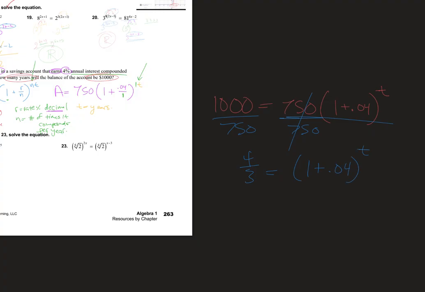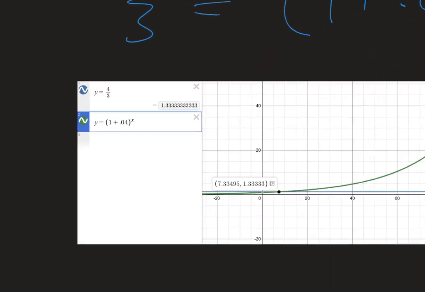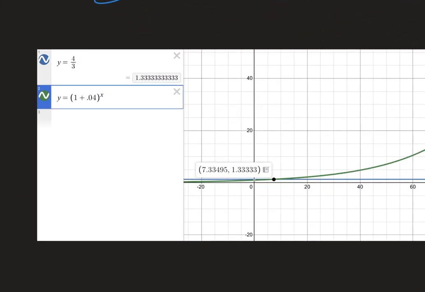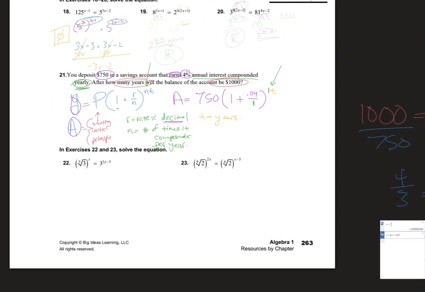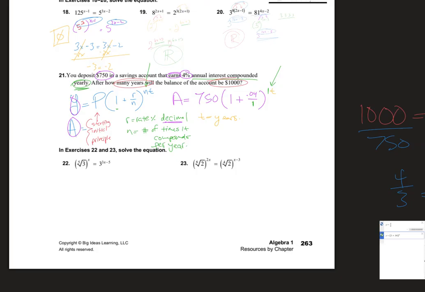So now, pause, go to Desmos, let's check it out. All right, here we go. We got the graph. There's the 4/3, there's the other one. I just want to point out that 4% is not huge growth, so it is pretty slow growing. Remember, this is in years, so only after 40 years does this thing really appear to look like it's taking off. So anyway, after 7.33495 years, will you grow your $750 investment to $1,000?